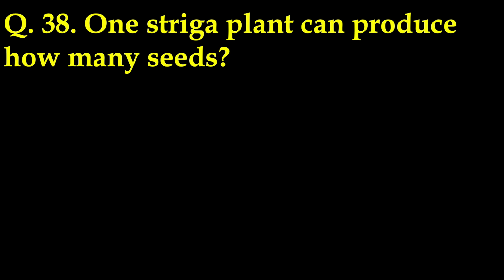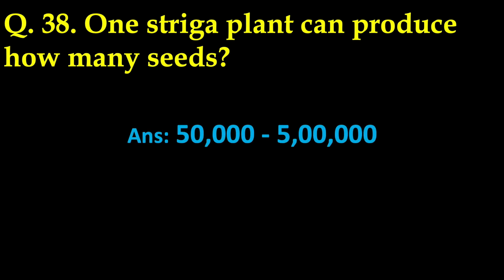One Striga plant can produce how many seeds? The answer is 50,000 to 5 lakh seeds.